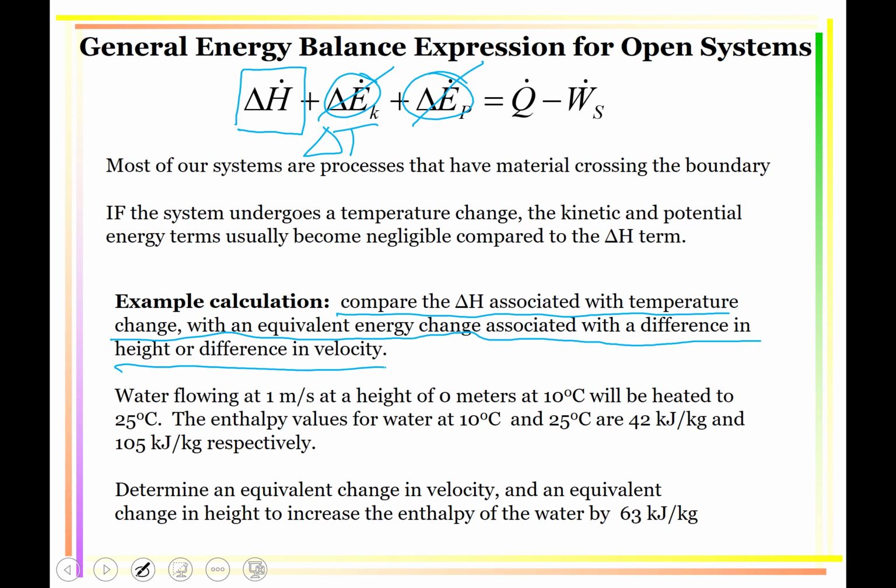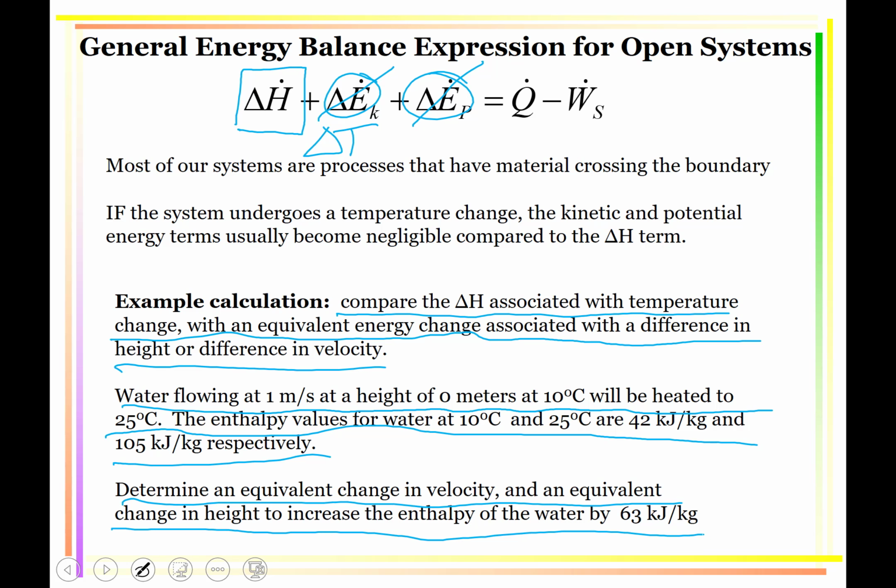Here we have water flowing at 1 meter per second at a height of 0 meters at 10 degrees C, which will be heated to 25 degrees C. The enthalpy values for water at 10 and 25 degrees are 42 kilojoules and 105 kilojoules per kilogram respectively. Now, determine an equivalent change in velocity and an equivalent change in height to increase the enthalpy of the water by 63 kilojoules per kilogram. We're only going to increase it 15 degrees, from cool to lukewarm, and that results in an enthalpy change of 63 kilojoules per kilogram.